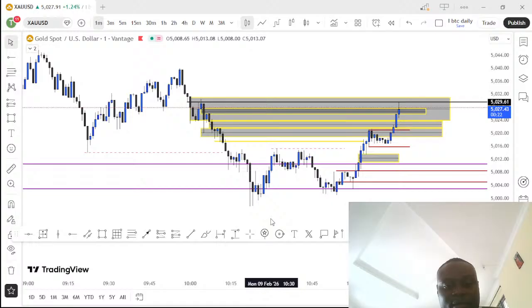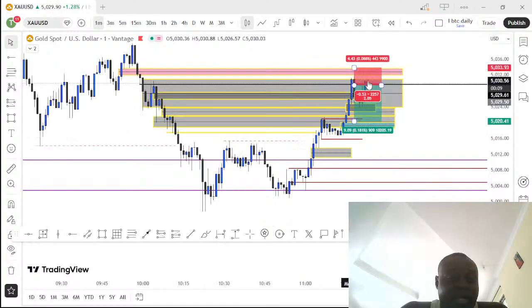Maybe someone can say, can I still enter again for sell? Yes, you can enter again if you did not place a sell. You can enter because of this fair value gap. That's why price came back for the retest at this level here. So you can enter again to sell. Stop loss should be around there, 45 pips, or 55 or 45 pips.